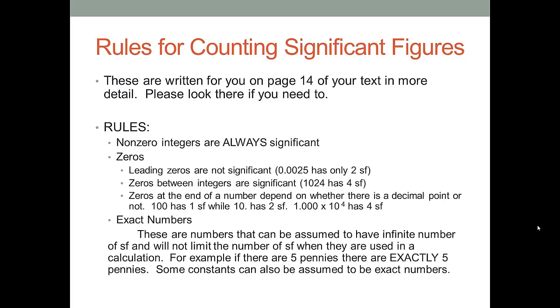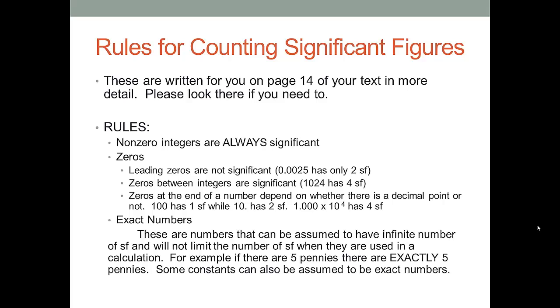And zeros at the end of the number depend on whether there is a decimal point or not. So 100 only has 1 sig fig, while 10 with a decimal point has 2 sig figs. So the 1.000 times 10 to the fourth has 4 significant figures. That's a way to get a number that ends in zeros to have a certain number of significant figures. Like if you wanted 100 to have 2 sig figs, you couldn't write it as 100, or 100 with a decimal point at the end. You'd have to change it into scientific notation first.